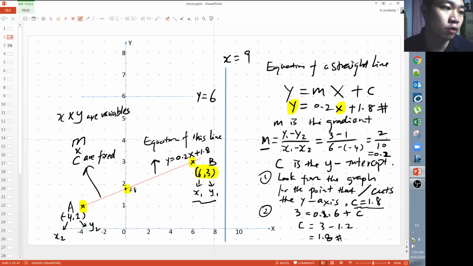I hope you can appreciate why I have to find out my m and c but not my x and y. It's all because of these two concepts. The meaning of variables is that it changes. So with this, I'm more or less done.